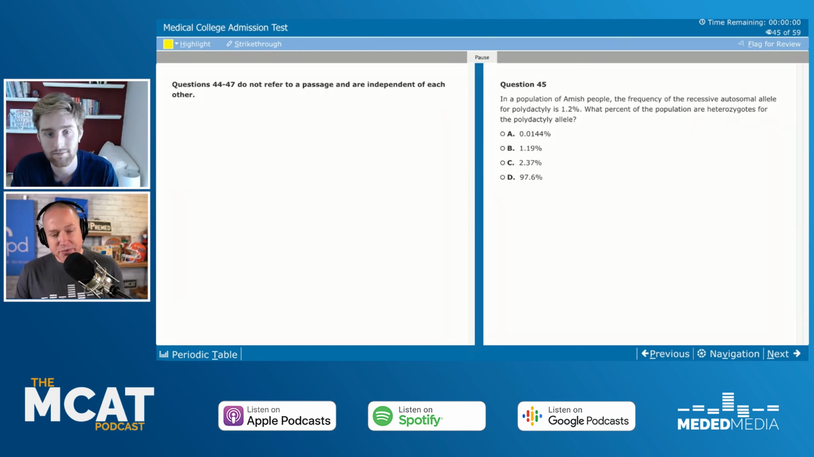So getting back to the question and what it's asking here. When it says the frequency of the recessive autosomal allele is 1.2%, that's not saying that's how many people have polydactyly, in a homozygous polydactyly, right? No. That's just saying that's how many people have at least one allele, this recessive polydactyly allele.